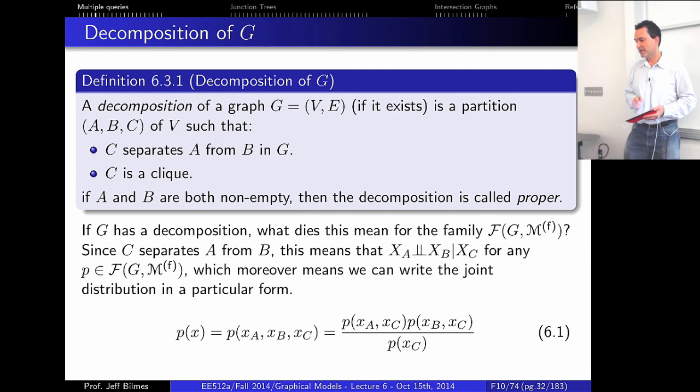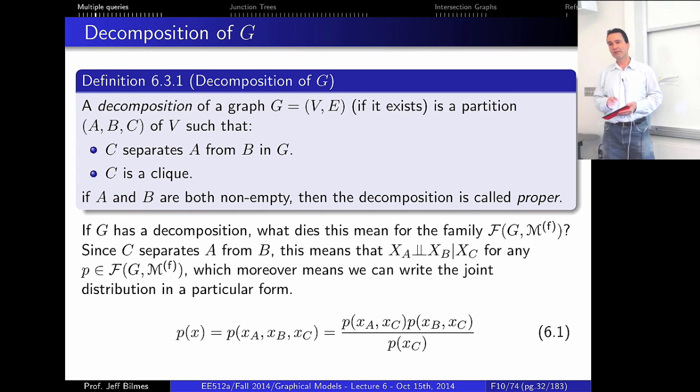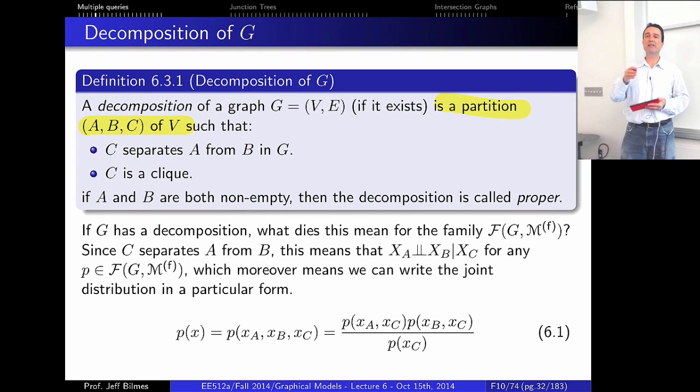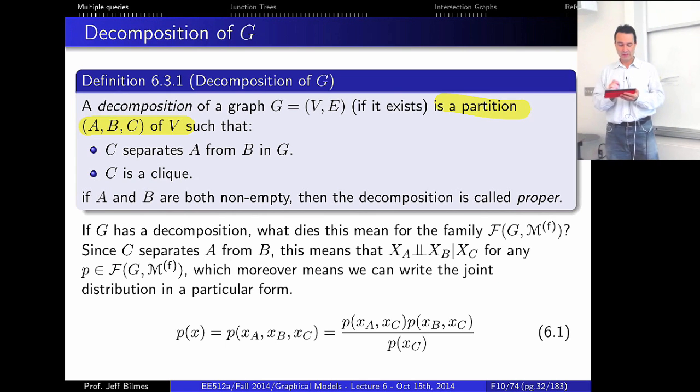So a decomposition of a graph. This is an operation on a graph that might or might not be possible. A decomposition of a graph, if it exists, is a partition of the set of nodes. So it's a partition into A, B, C. Partition means that A, B, and C don't intersect. It's a partition such that C is a separator.